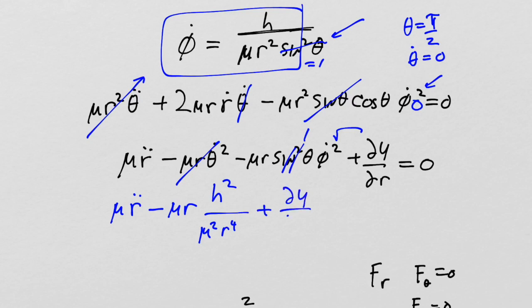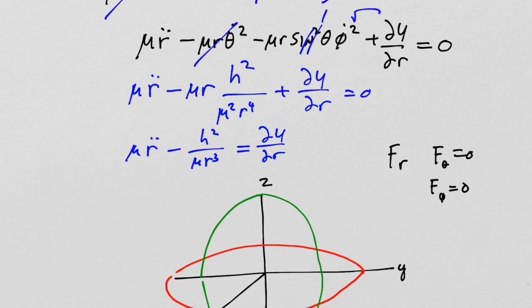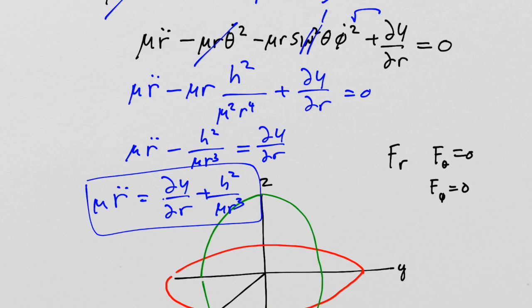Plus partial u partial r equals 0. And so that ends up with mu r double dot minus h squared over mu r cubed equals partial u partial r, which it's important to write this as mu r double dot equals partial u partial r plus h squared over mu r cubed, right? So that's what would happen if we made that particular simplifying assumption.